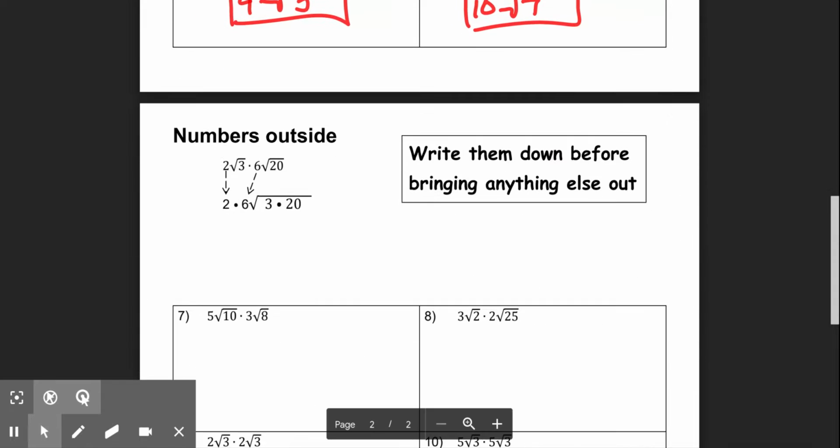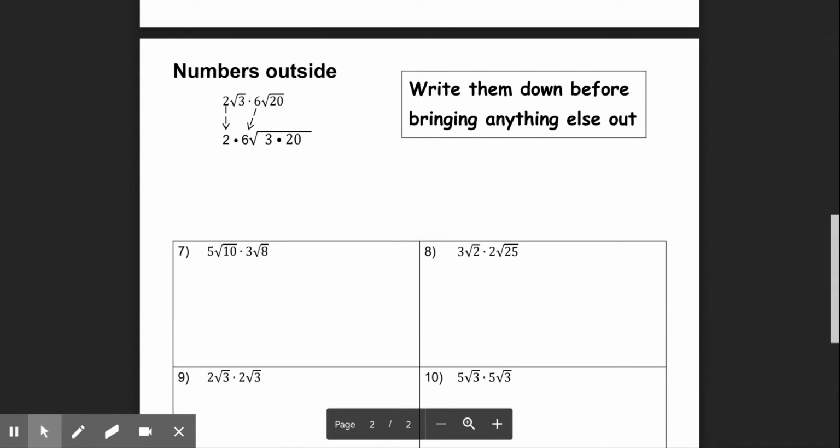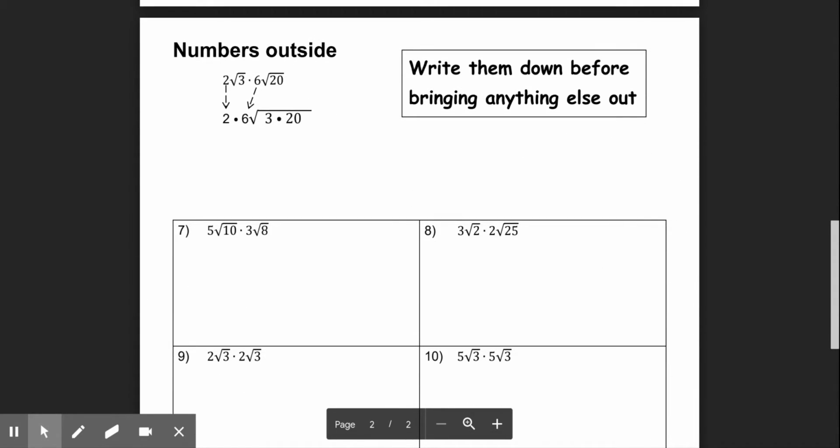All right, let's look over on the back side. Now, what if there's already numbers on the outside? Write them down before bringing anything else out. So we're going to go ahead and pull out the 2 and the 6. And from there, I'm going to go ahead and finish this.